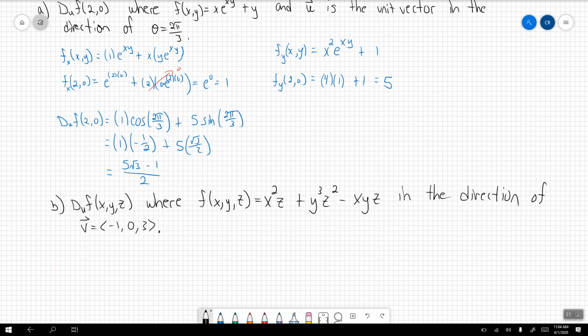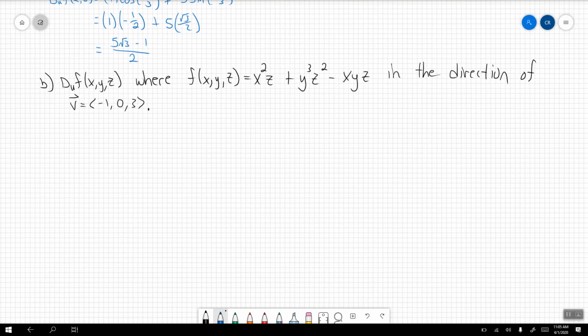Alright, so we got some work to do here by taking some partial derivatives. And that's what we're going to do really quickly, is we're going to find these partial derivatives. So the first partial derivative, partial with respect to x, is going to be 2xz minus yz.